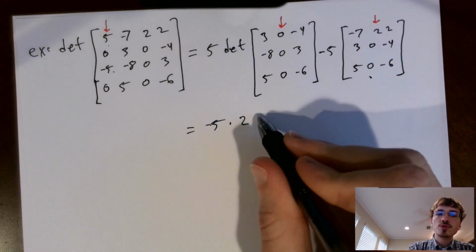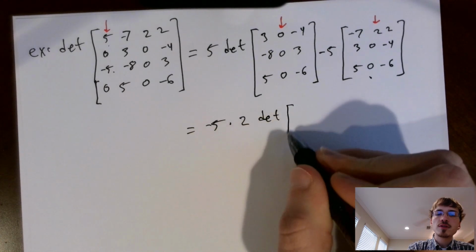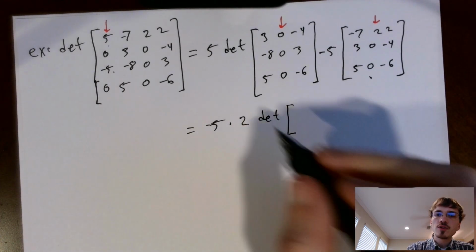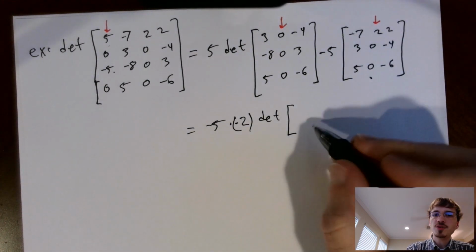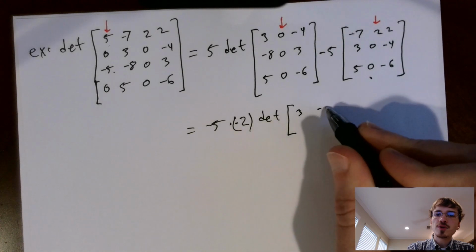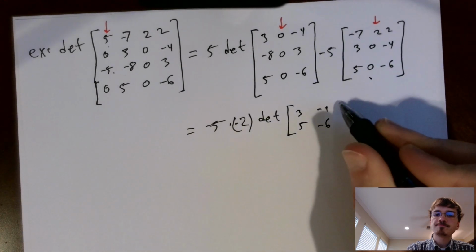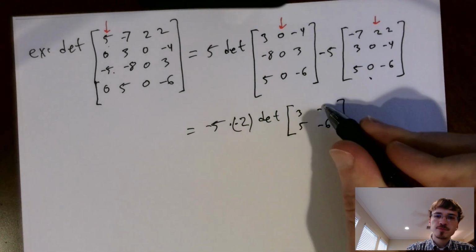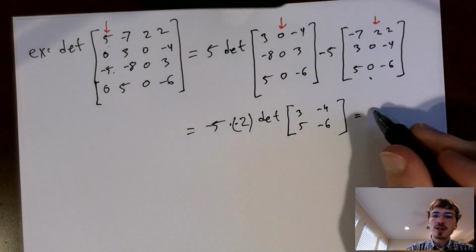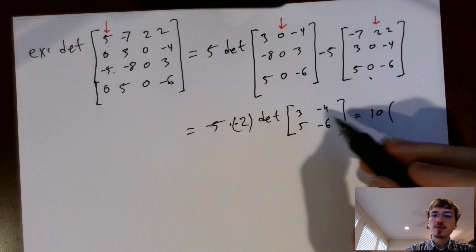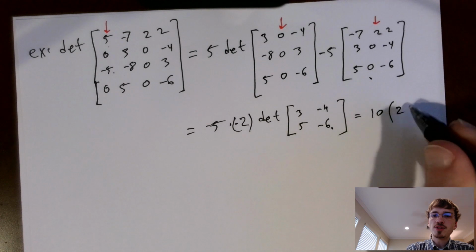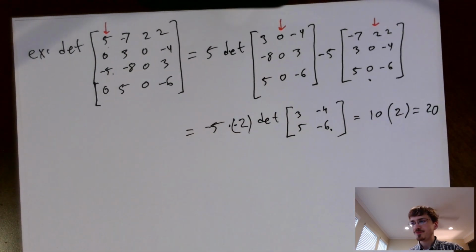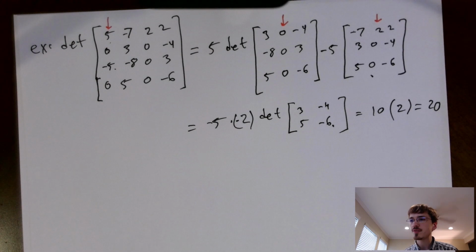So we get -5 times -2, because it's in the second position here, so that's a minus sign. So -2 times the determinant of 3, -4, 5, -6. And let's compute this. We get 10 times -18 plus 20, which is 2, which is 20. Cool, so it works. That's kind of nifty, isn't it? I hope it's nifty anyway. I think it's cool.